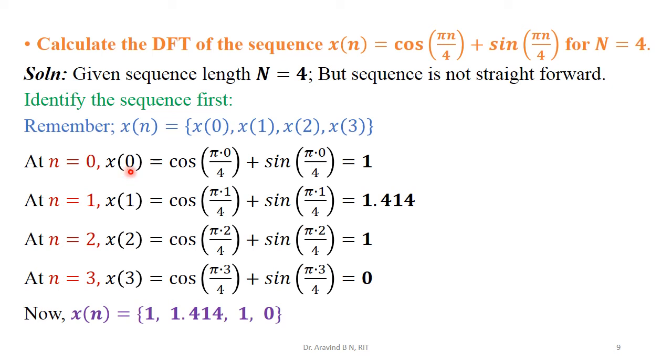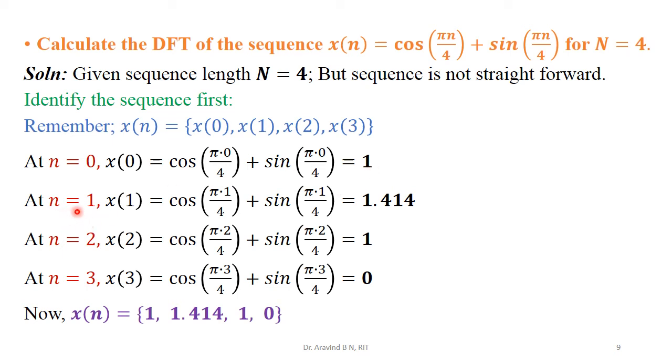That means for small letter n, substitute 0 in these cos and sine terms. We are going to get cos of pi into 0 divided by 4, and in place of small letter n we are substituting this value 0, sin of pi into 0 divided by 4. Simplifying this, we are going to get 1.